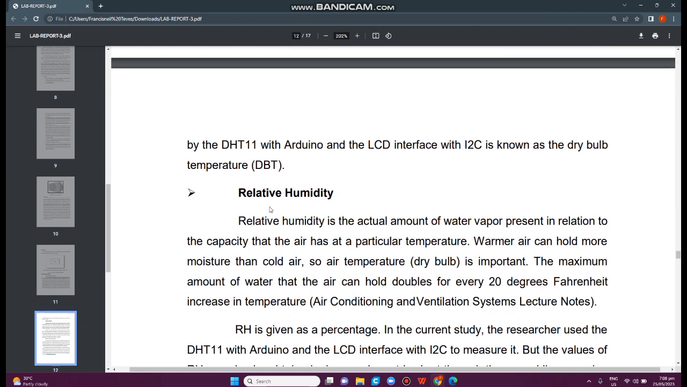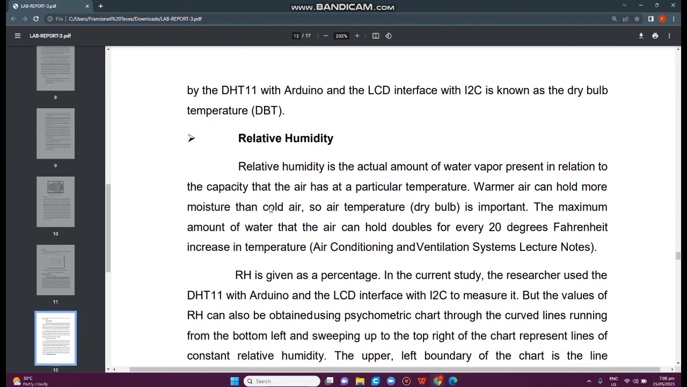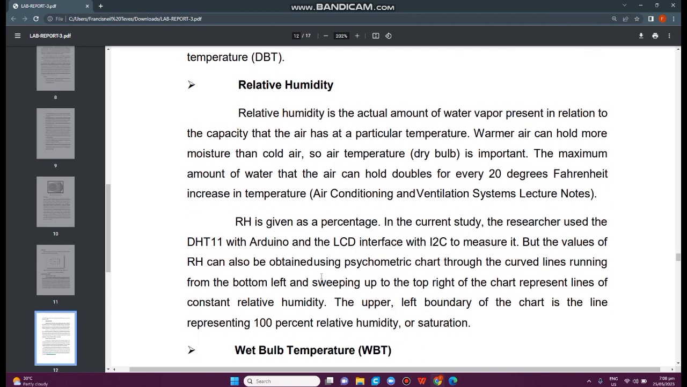Next, we have the relative humidity. Relative humidity is the actual amount of water vapor present in relation to the capacity that the air has at a particular temperature. Warmer air can hold more moisture than cold air, so air temperature, dry bulb, is important. The maximum amount of water that the air can hold doubles for every 20 degrees Fahrenheit increase in temperature.